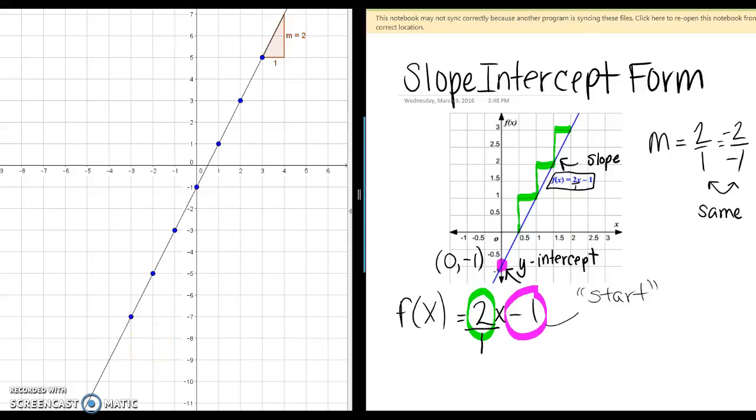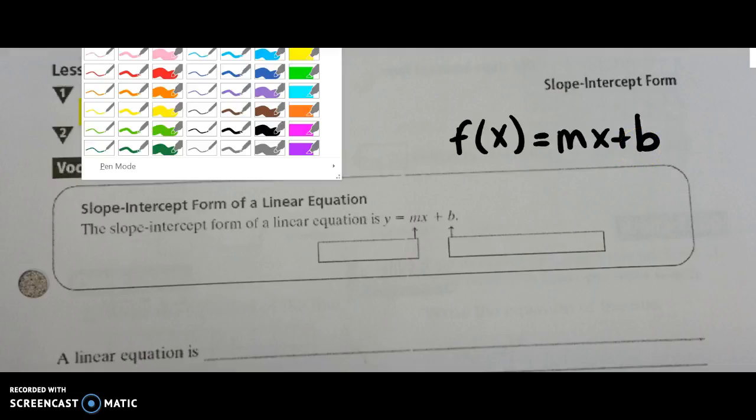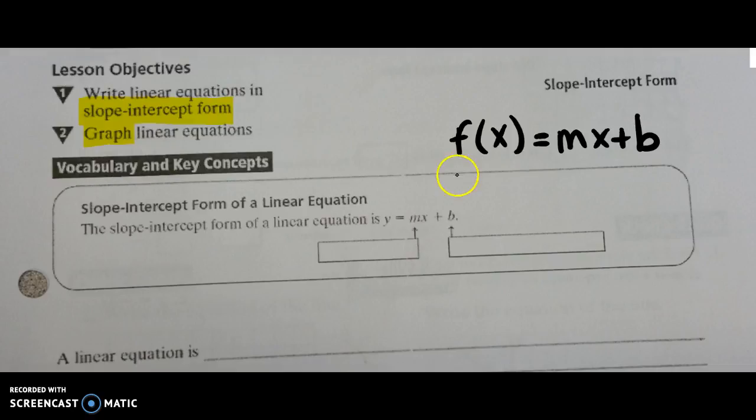Next, I would like for you to go to your notes. So for today, we will write linear equations in slope-intercept form, and we will also graph them. So here we have the slope-intercept form of a linear equation is y equals mx plus b. Or in our previous examples, we had f of x equals mx plus b as well. And I'm just going to go ahead and write out that example that we had. And our example was f of x equals 2x minus 1.